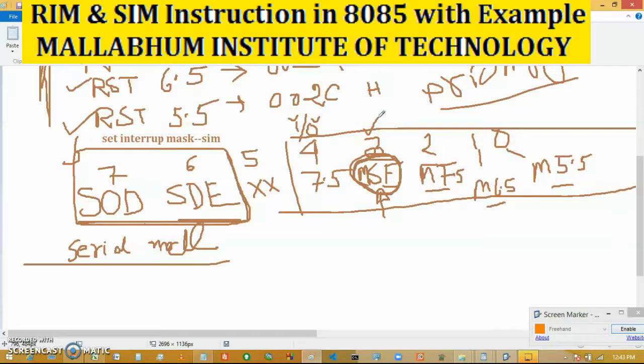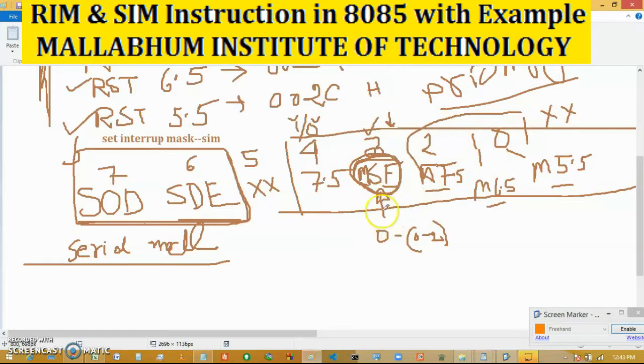Now if this bit is 0, then bits number 0 to 2 we can ignore. That means if it is 0, whatever may be the value of these bits, they are not in use. So according to this bit being 0 or 1, this is on or off.